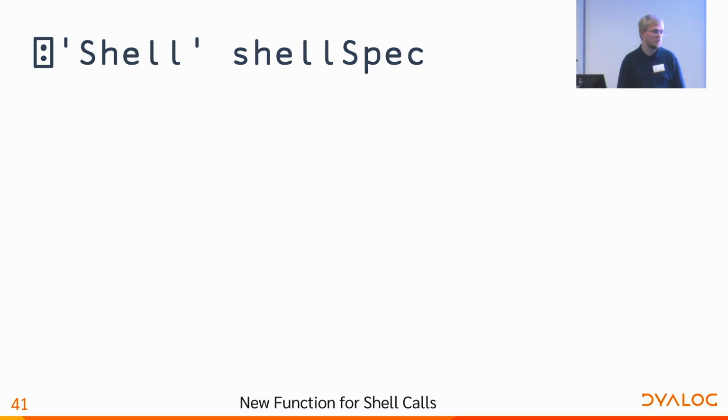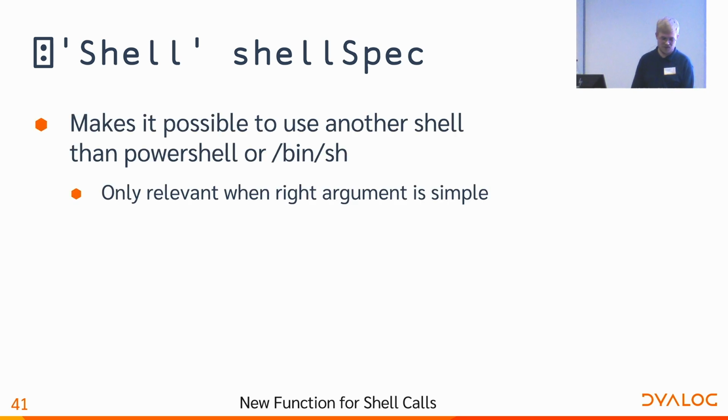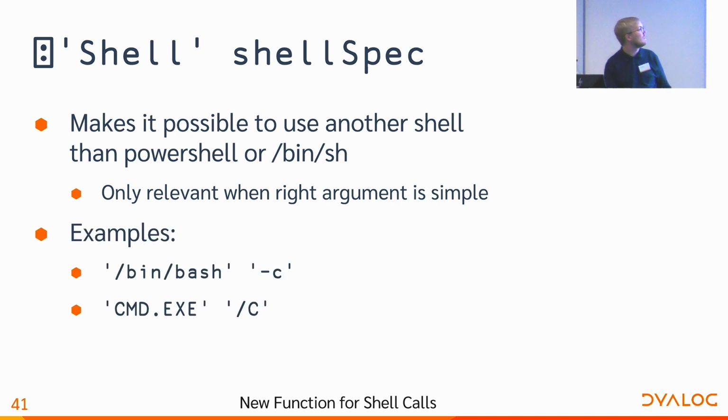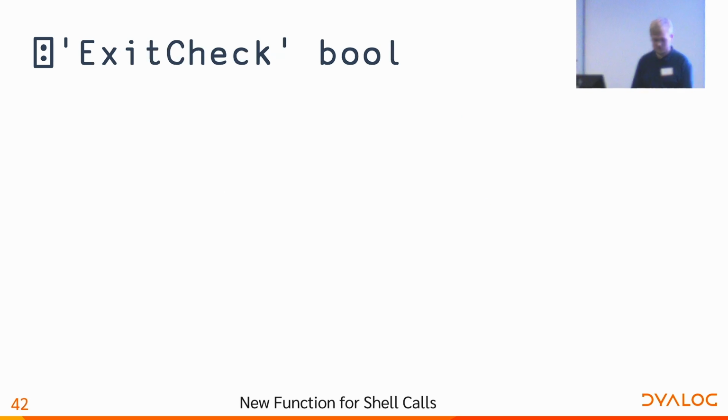Then we have an option to change the default shell. So for example, we use binsh on Linux, but you might want to use bash or something more exotic. And you can do that if you want, but it's only really relevant when the right argument is this simple character vector, because in the nested case it just runs the command directly and the shell isn't involved. So you can use bash or cmd.exe instead of PowerShell if you want to.